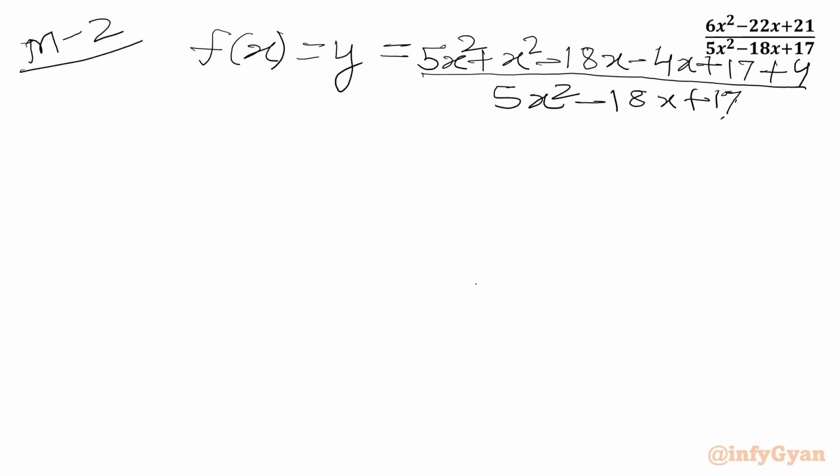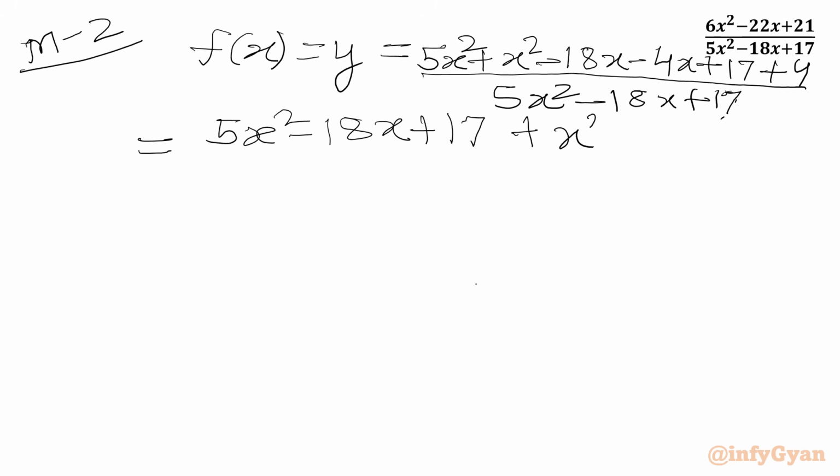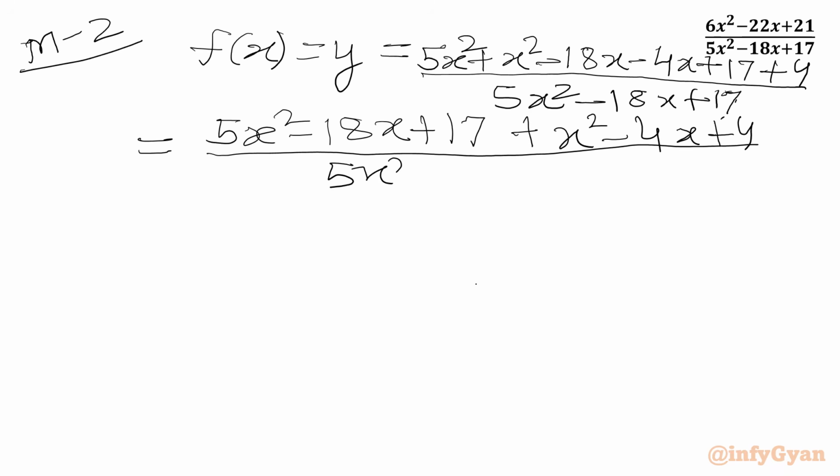Now we will retain the numerator in terms of the denominator. So I can write 5x square, then minus 18x, then plus 17. So three terms are left: x square minus 4x plus 4. In the denominator we have 5x square minus 18x plus 17.